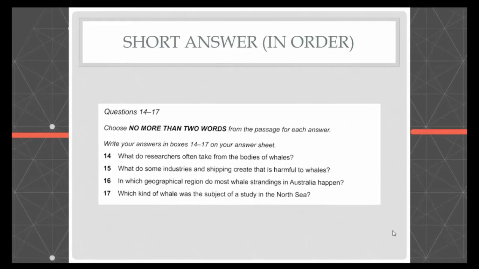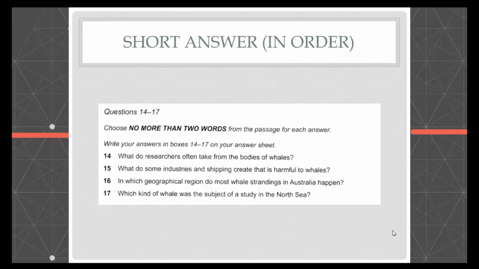Next, our short answer question goes in order. All right. Basically, with this type of question, you have a question like 14 where it says, what do researchers often take from the bodies of whales? You have to be able to look at what are the keywords in that question. Keywords, of course, are your nouns, researchers, bodies, and whales. You have to then go and scan and locate that sentence that has that specific information, and then read that sentence, and you'll have your answer that you have to write down.